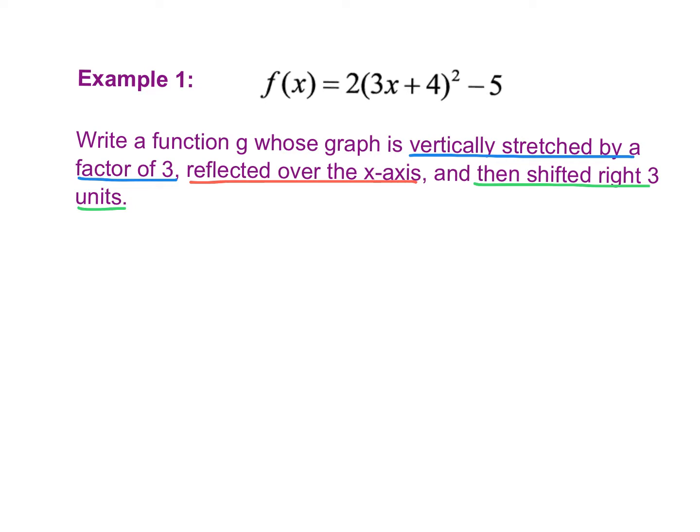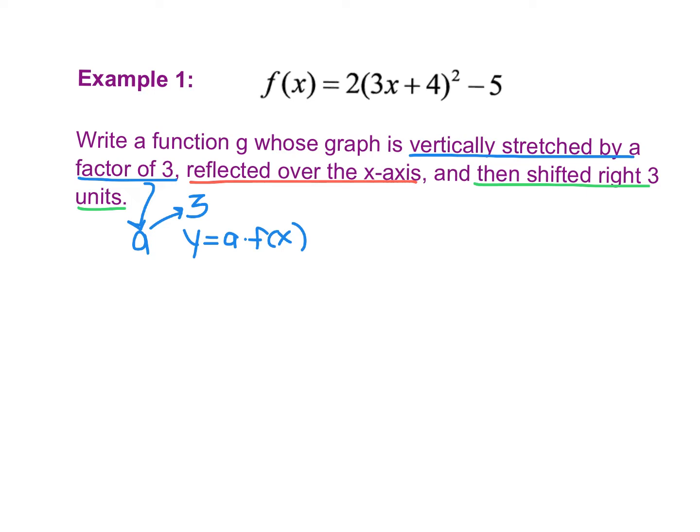So the first thing that we see is that our whole graph is being vertically stretched by a factor of 3. So this is going to deal with an a value. And from there, it's going to take our entire function and multiply it on the outside by that a value. And because this is a vertical stretch, this a value is simply equal to the factor, which is 3.